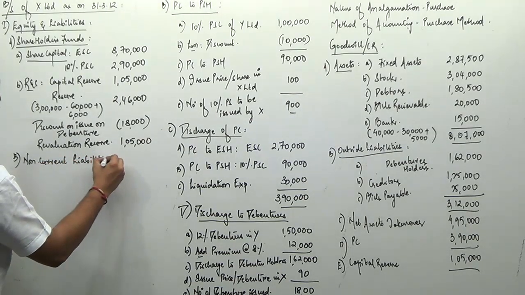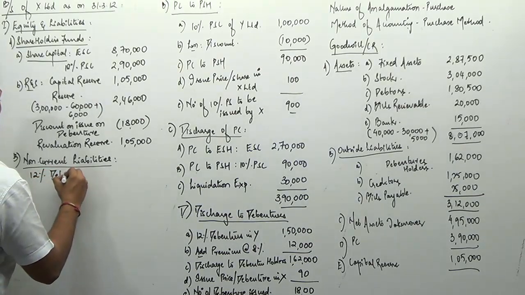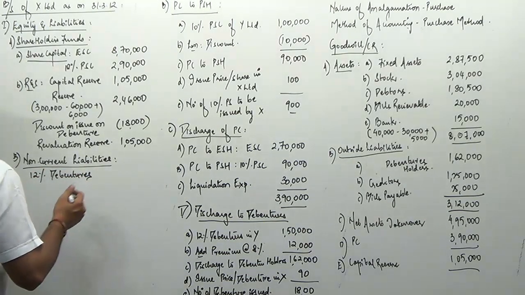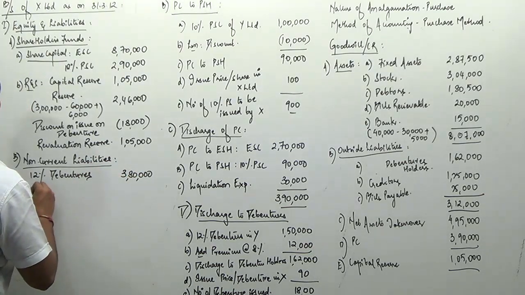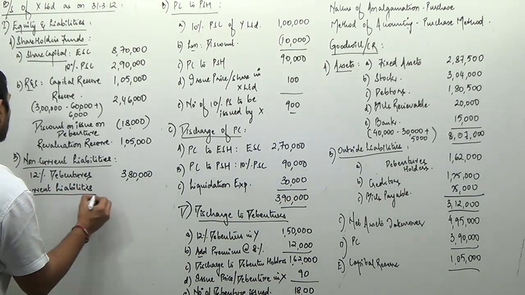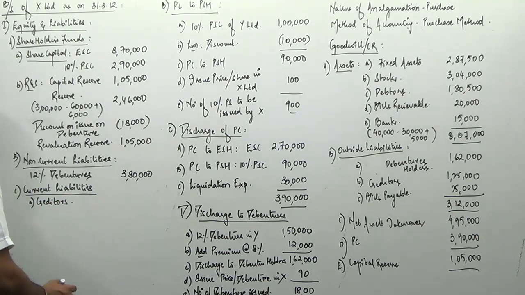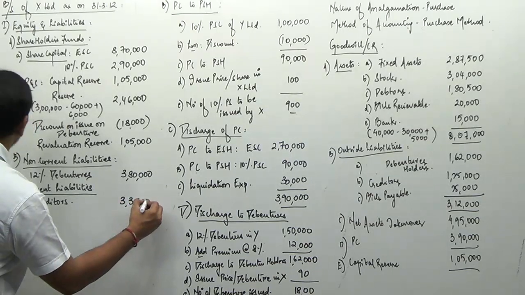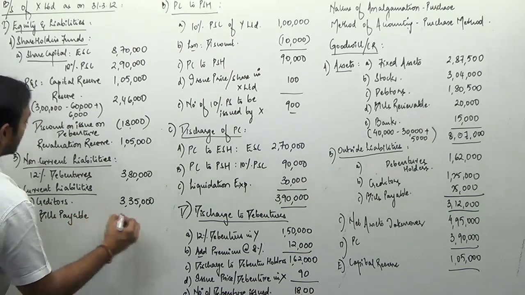Non-current liabilities. Percent debentures. Eighteen hundred debentures, 1,80,000 debentures. Add it to 2 lakh rupees. 3,80,000 is my total debentures. Current liabilities. Creditors, deduct that 10,000 rupees intercompany owings. 2,20,000 plus 1,25,000 is 3,45,000 minus 10,000, 3,35,000. No change as far as your bills is concerned. Bills payable is 55,000 only.